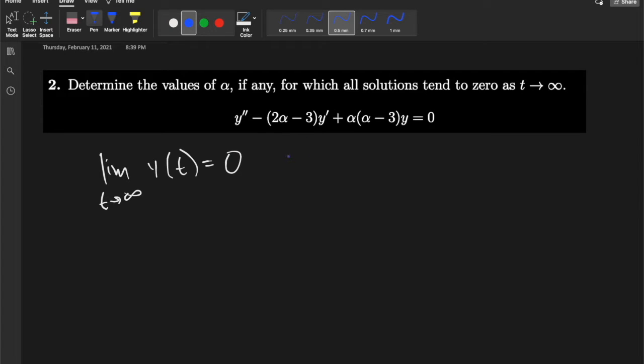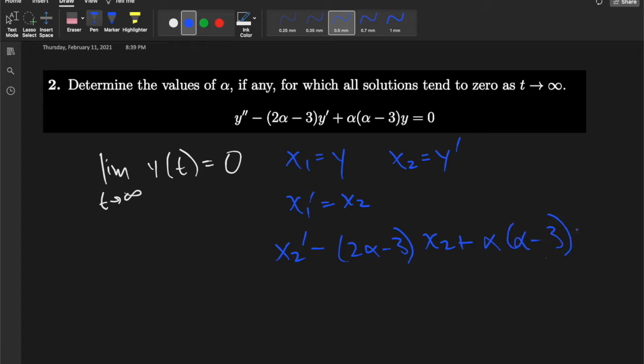The way we set that up is we have x1 equals y and x2 is equal to y prime. So our first equation would be x1 prime is equal to x2. And then for our second equation, we plug in our values for x1 and x2 into our original differential equation. We can rewrite this second equation to look like this. Note that we can rewrite the second term to look like this.